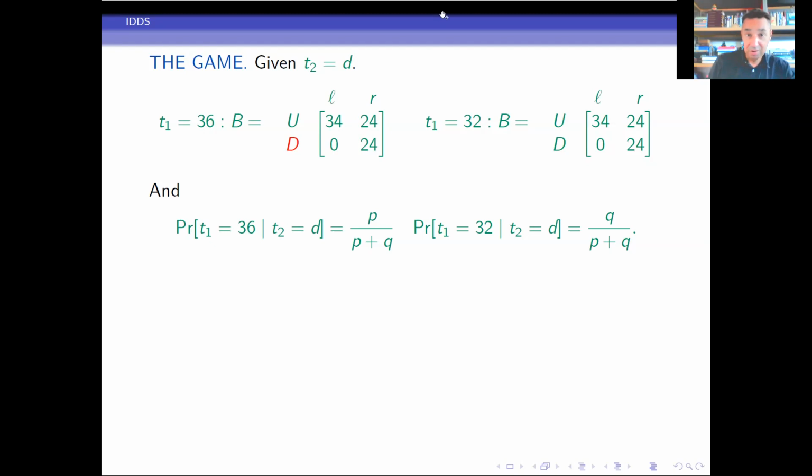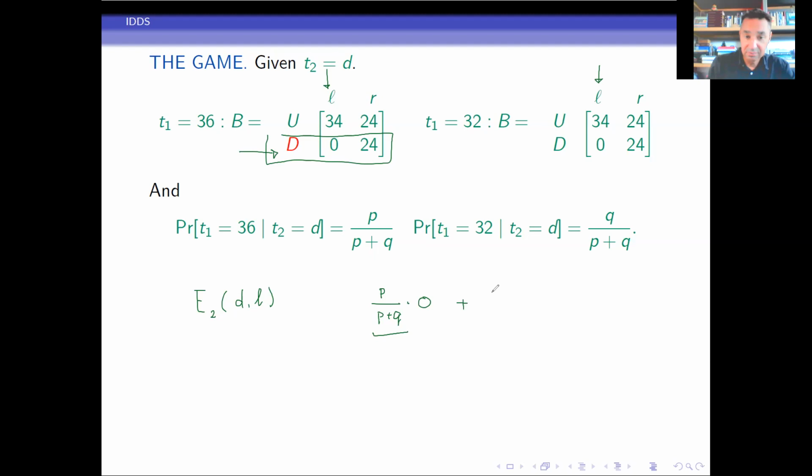So what is now the payoff? You want to compute the expected payoff of player two being of type D, and if he plays L. Well, I don't know exactly, but what I do know is that with probability P divided by P plus Q, you are facing type 36, and you know that type 36 is going to play D. So if you play L, then at least with this probability over here, you get zero, right?